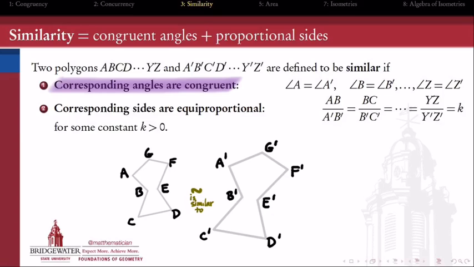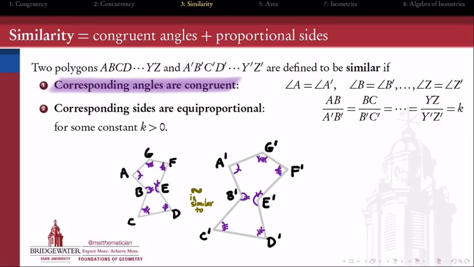That means, for example, that the angle at A, GAB, and the angle at A prime, G prime A prime B prime, have the same measure. So those are congruent angles. But then the angle at B also has to agree with B prime, C with C prime, D with D prime, and so on and so forth, all the way up to G and G prime. So every corresponding pair of angles has to be congruent. That gives us two figures that have, quote-unquote, the same shape.